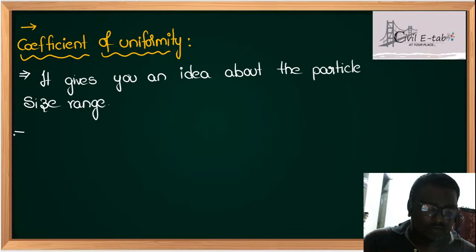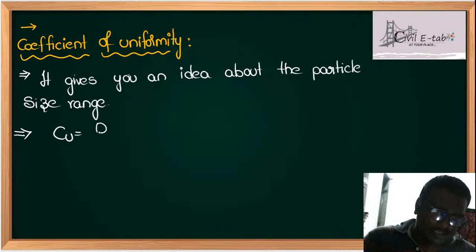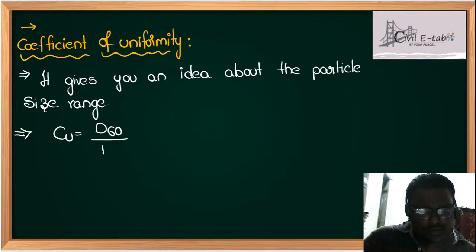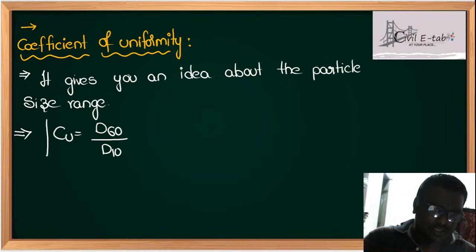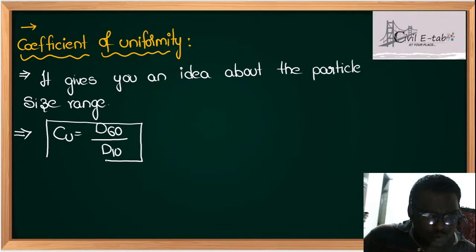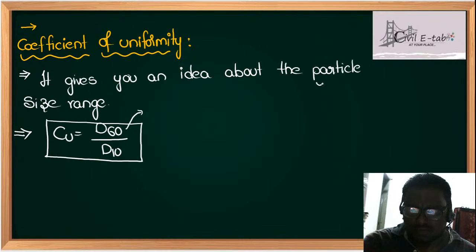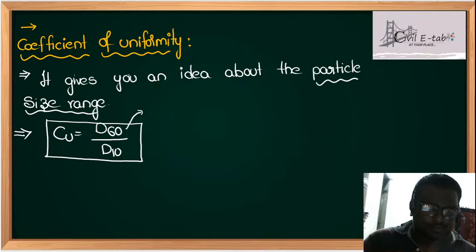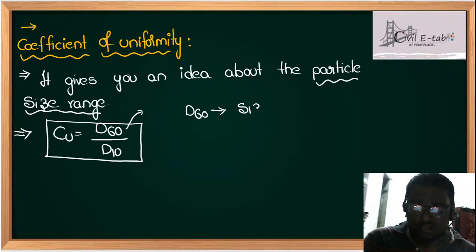Another important thing is that coefficient of uniformity is given by Cu equal to D60 upon D10. Coefficient of uniformity is given by the formula D60 upon D10. Now you can ask me, why are you learning coefficient of uniformity? Because it gives you an idea of the particle size range. Now what do you mean by D60? It is the size of the sieve. This is very important, student. D60 means the size of the sieve where 60% of soil particles are passing.